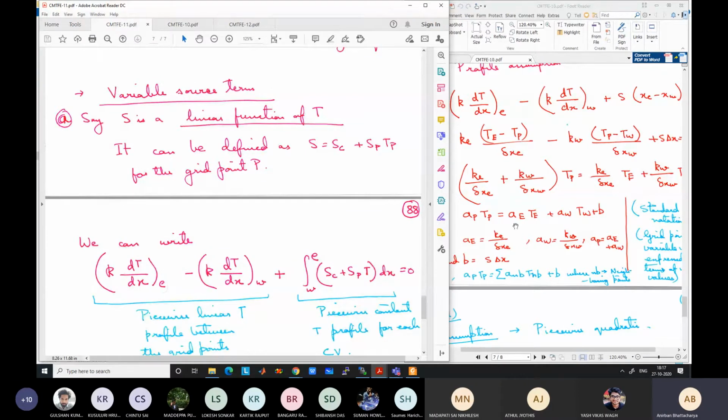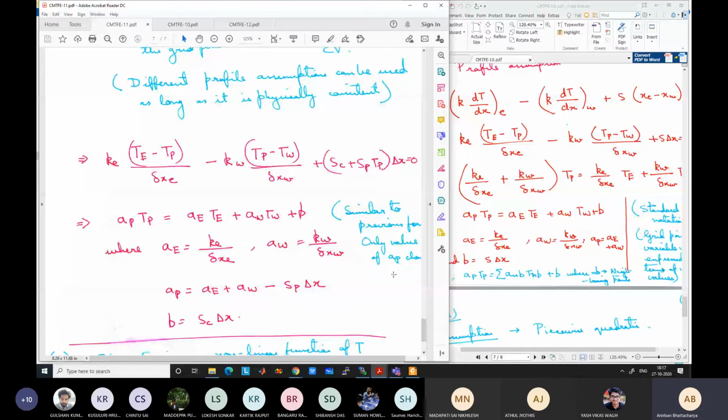The only change that will occur is that AP, which was previously AE plus AW, will now become AE plus AW minus SP into delta X, because this additional TP term gets included as a coefficient of TP. And B becomes, instead of S delta X, the constant part SC into delta X. However, the final form of the equation is exactly the same, and so the solution process will also be exactly similar. Only while calculating the coefficients, you may have to calculate slightly differently.